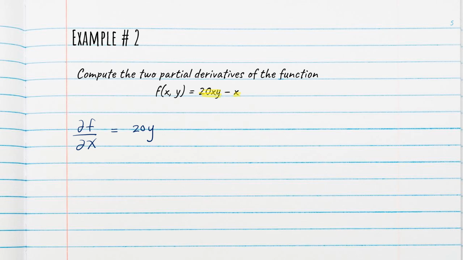I'm just going to deduce that the derivative of 20xy with respect to x is just the constant terms, which are 20y. We're not done though, because we also have to take the derivative of our second term, negative x. We know this one. The derivative of negative x is just negative 1. So we found the partial with respect to x.